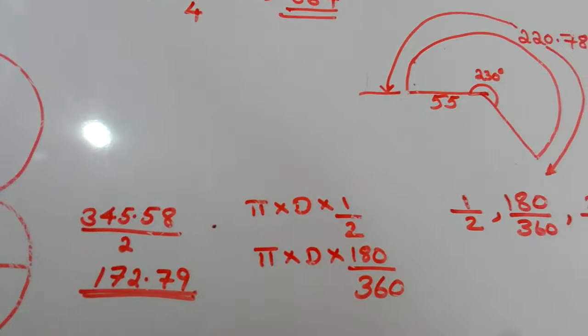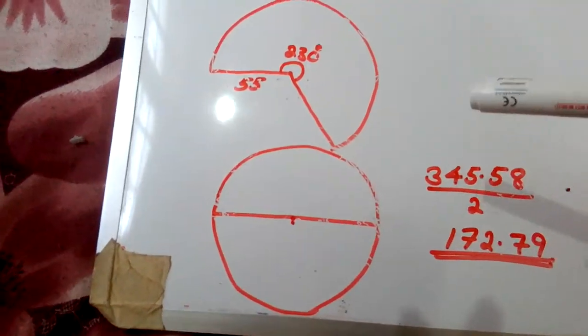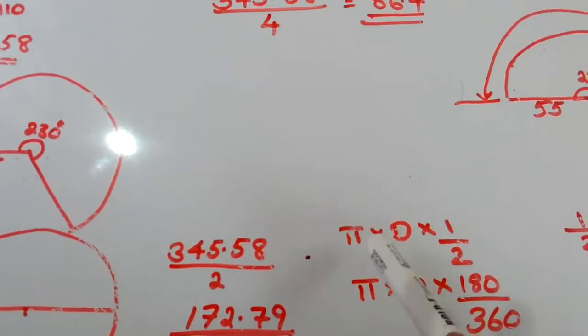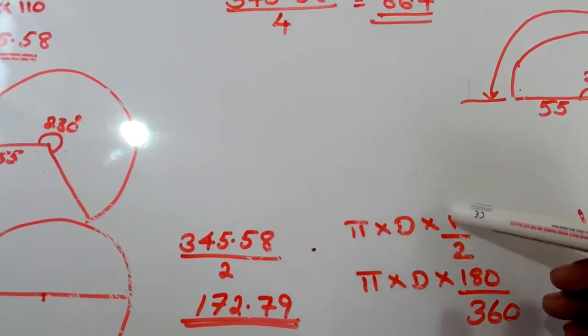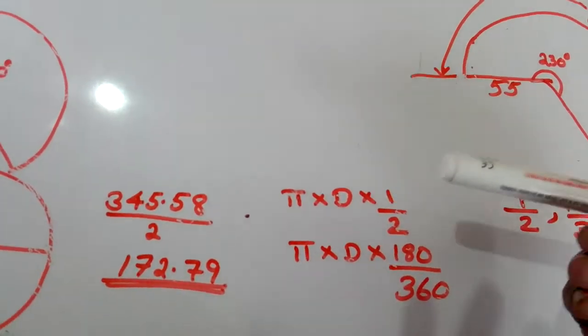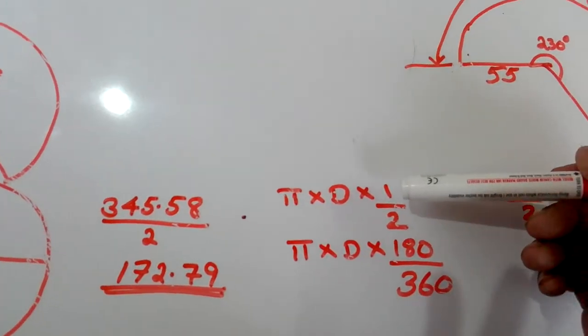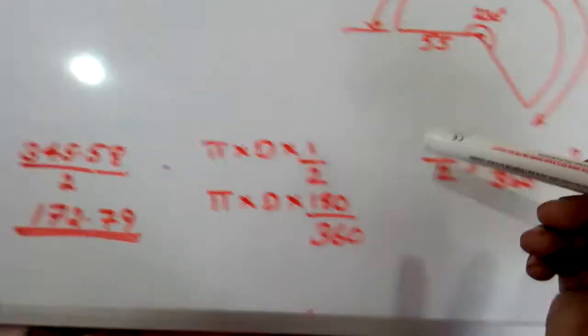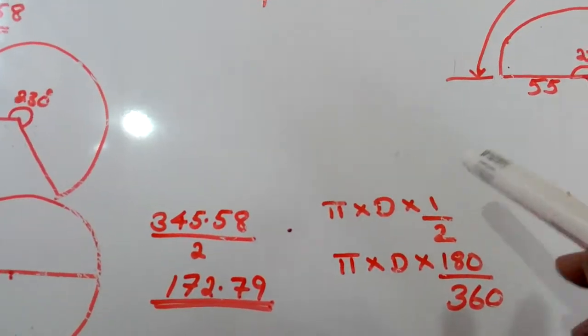So if we think it is 1, we can make a formula. With pi d, we can make a formula. Pi d into, instead of 1 by 2, we can do anything. 180 by 360, or 1800 divided by 3600. All formulas can be used.